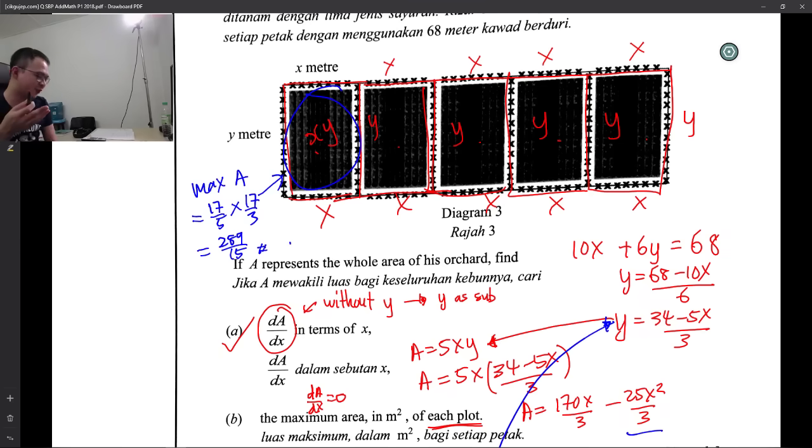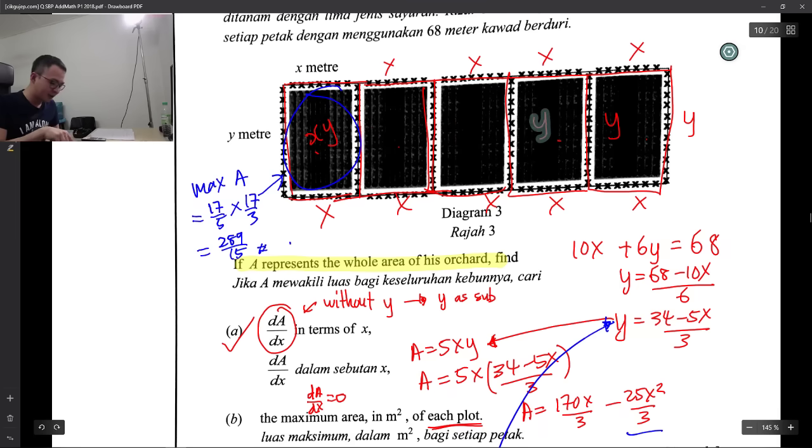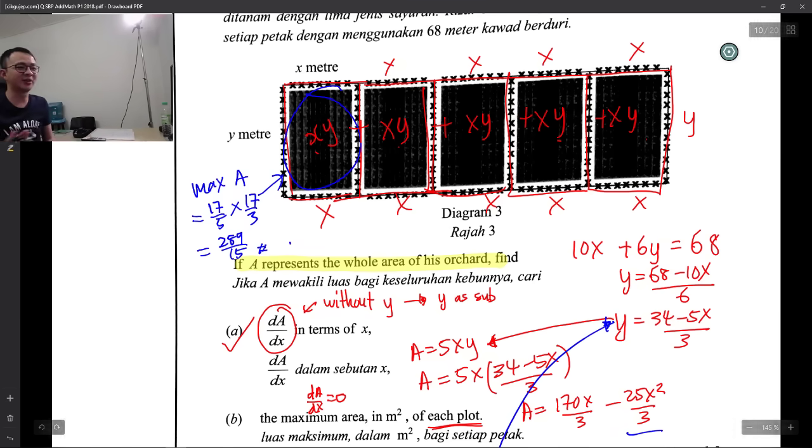Why A equals to 5xy? Because what does A represent? The question tells you A represents the whole area, right? So how to get the whole area? We know one of the black spots here is xy, isn't it? So we have how many xy? We have another xy, another xy, another xy, another xy. So all the xy you plus together, you should get 5xy. 5xy is just the total area.